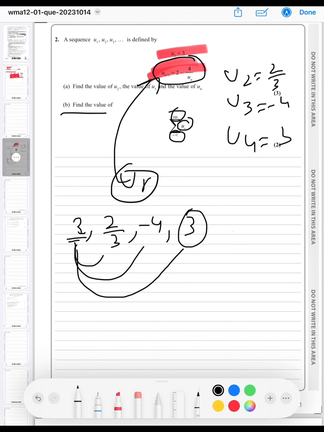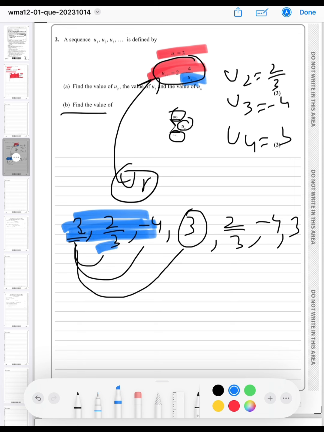Because whatever we are getting, we have to put it here in the formula, and by putting it in the formula, we will get the same results. So the same pattern will go, it will keep on repeating itself till 100.